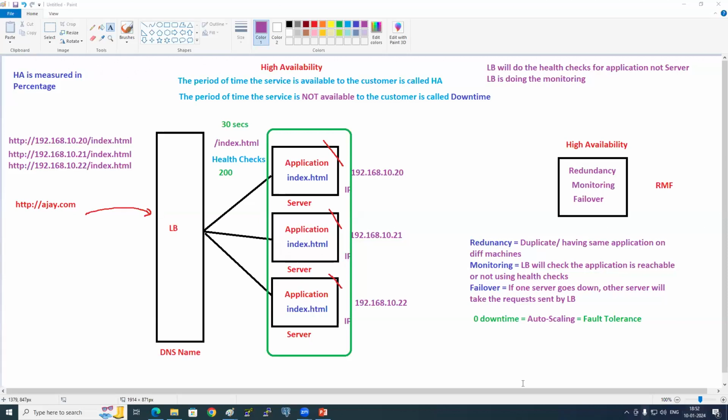Okay, so we are running out of time. We have a very important topic left here. Is it clear, everyone, on the high availability we discussed? What are the three rules to set up high availability? Redundancy, monitoring, and then failover. What is redundancy? Duplicating the applications. Monitoring, we know. Failover, we know.